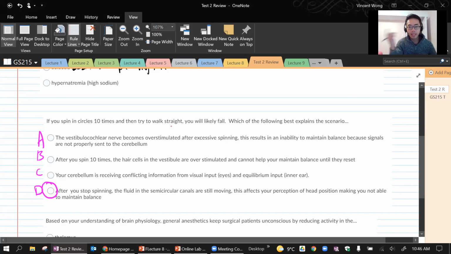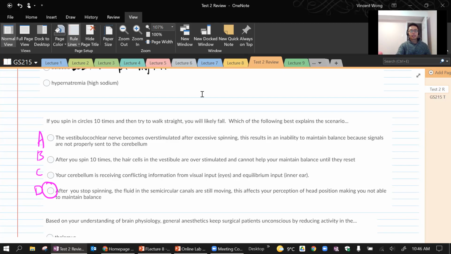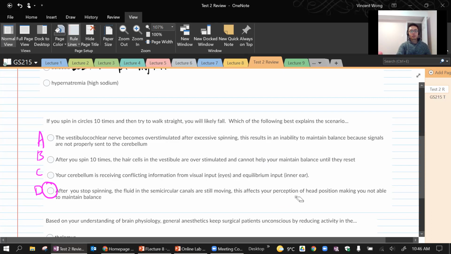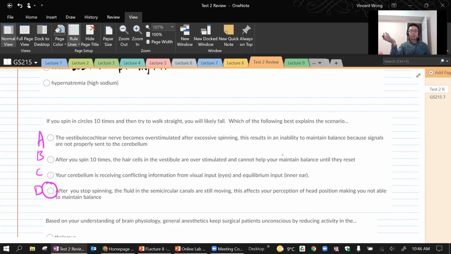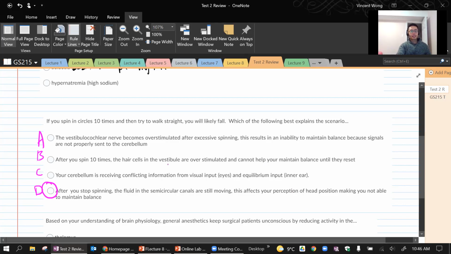Okay, when you spin many, many times, remember those fluids in those tubes, once you stop, it will keep going a little bit, right? Because of inertia. And that is why it will affect the perception of your head position. Because the fluid is still moving, even though you're not moving, the fluid will stimulate the vestibule and tell you that your head is still moving, and so you lost your sense of the perception. Okay, that's the answer.